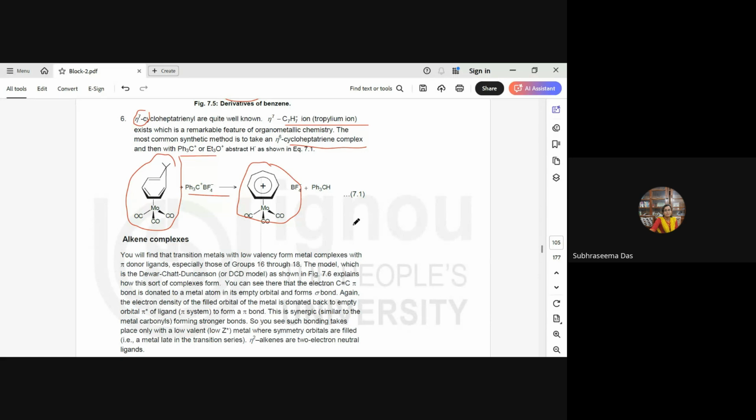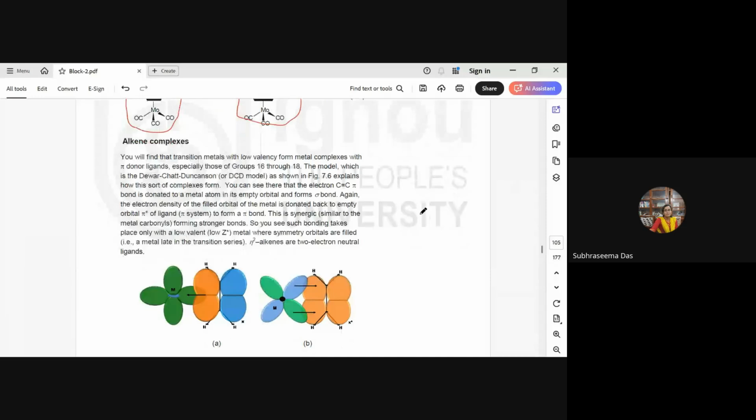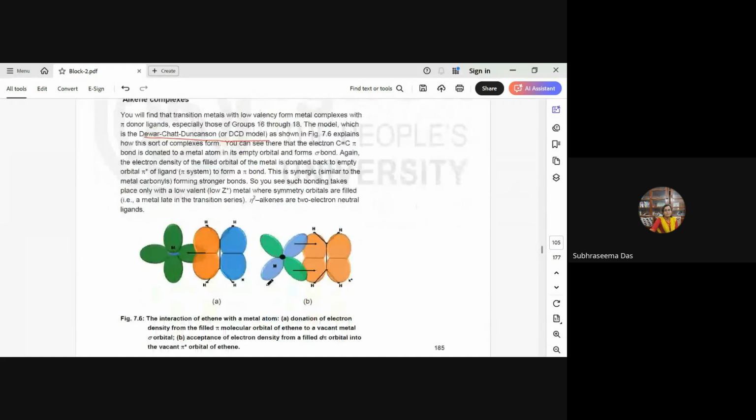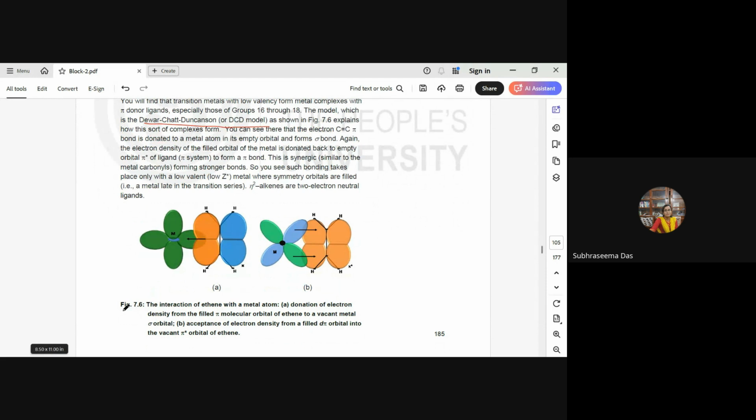Then coming to alkene complexes. We find that transition metals with low valency form metal complexes with pi donor ligands, especially with groups 16 and 18. The model which explains this is called the DCD model, or the Dewar-Chatt-Duncanson model. This DCD model is shown in figure 7.6. It explains how this sort of complexes are formed.